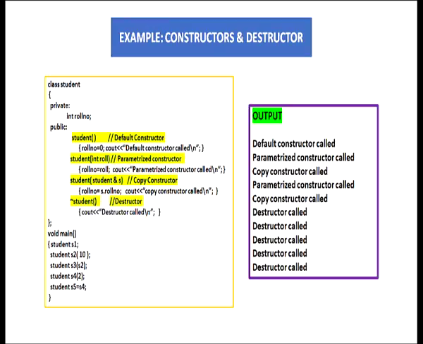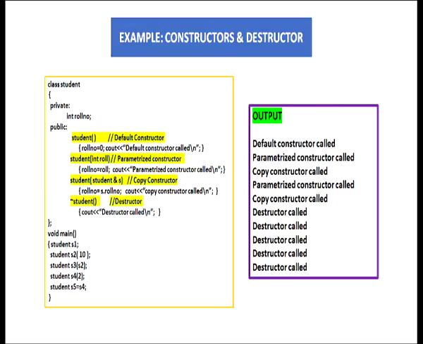As no parameters are being passed, S1 will call the default constructor. So, 0 will be assigned to roll number and the statement "default constructor called" will be displayed on the screen. As you can see in the output window, you can see the first statement, default constructor called.